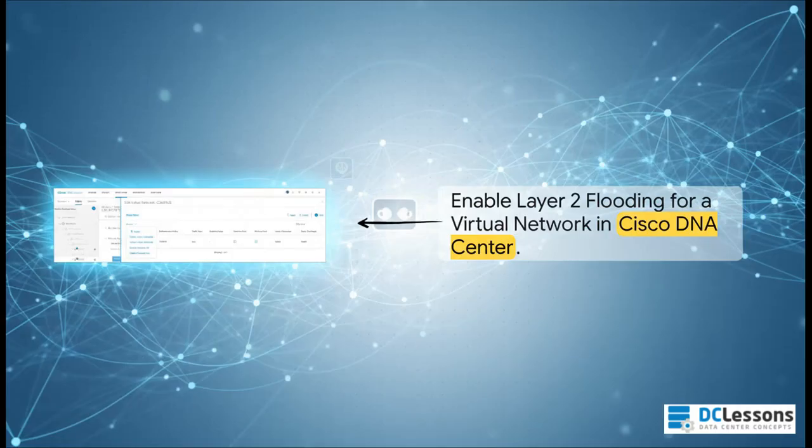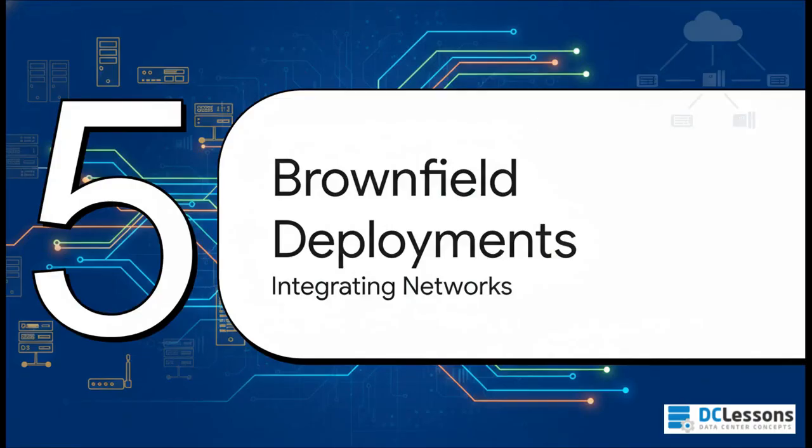And for all of you managing a fabric out there, you're probably wondering, okay, where is the button? Well, here it is. Inside Cisco DNA Center, you just go to your fabric domain, head over to Host Onboarding, and find the virtual network you need to tweak. From the Actions menu, it's just a simple click to enable Layer 2 flooding. Super straightforward.